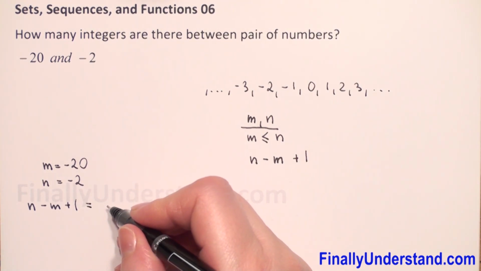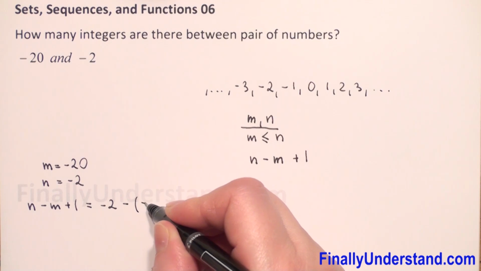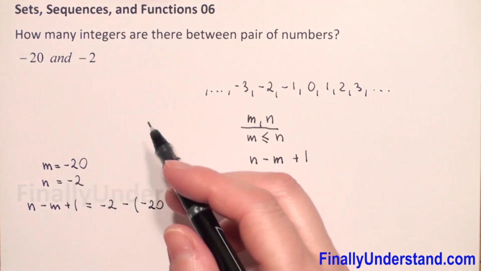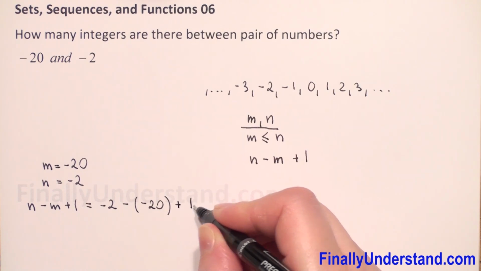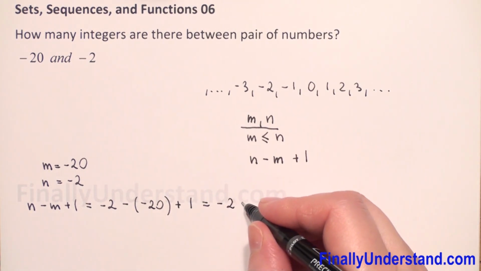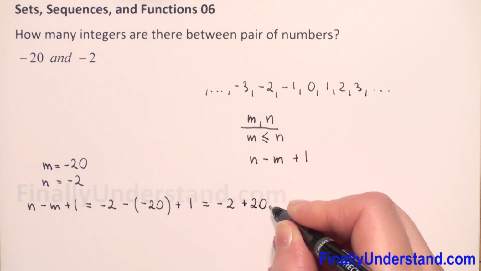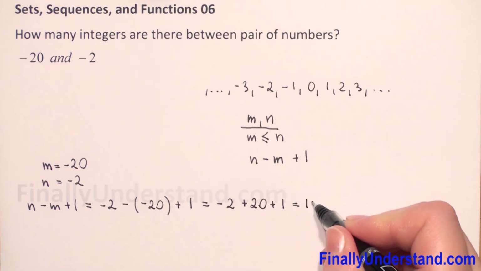So this is equal to -2 minus (-20), because m is -20, so we put it in parentheses, and we have plus 1. So this is equal to -2, negative and negative give positive, plus 1. So this is equal to 19.